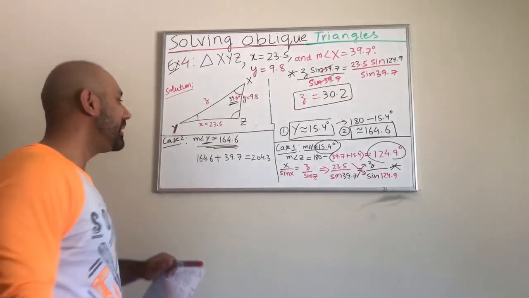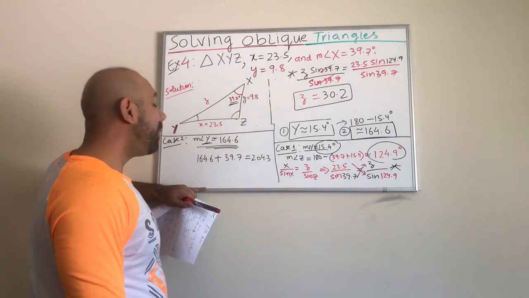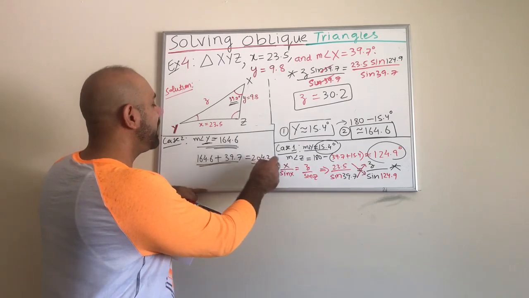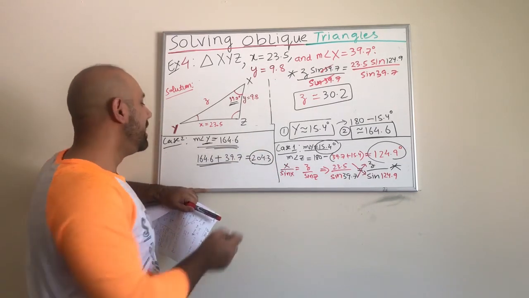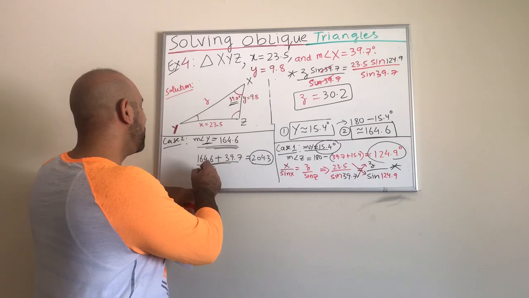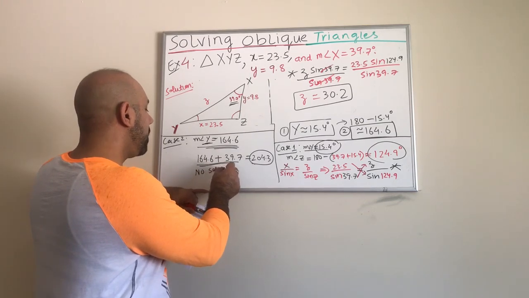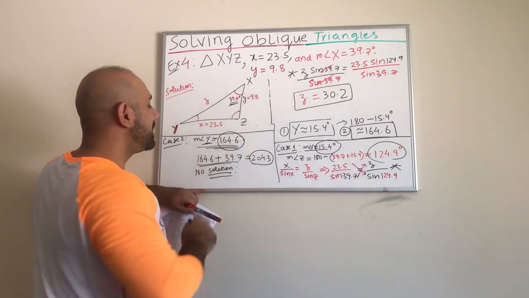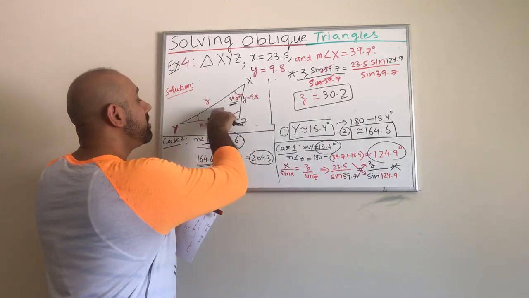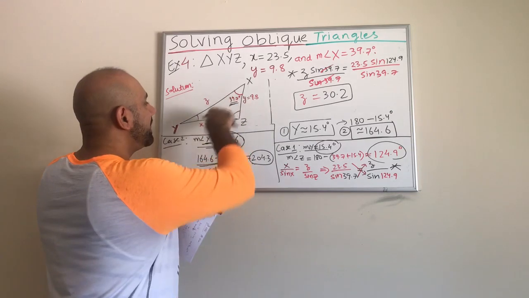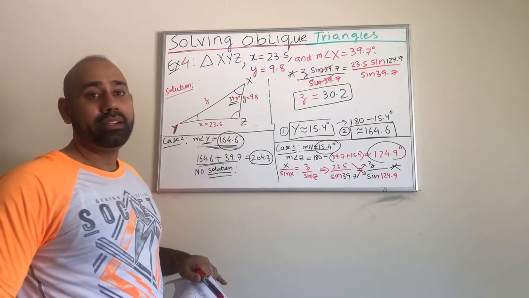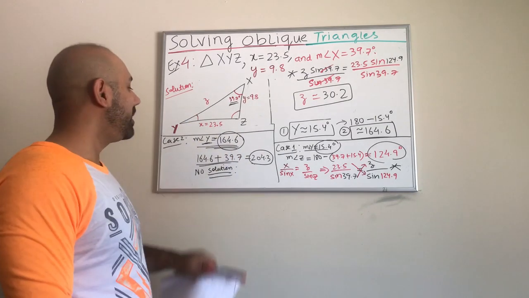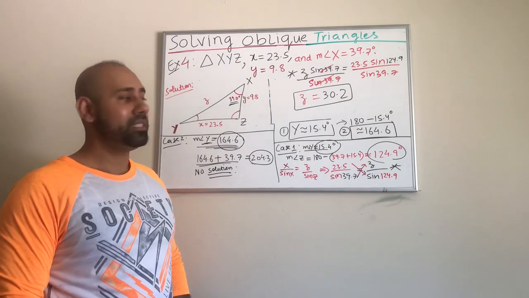We know that the sum of all the 3 angles of a triangle is supposed to be 180. Here we are adding 2 of them and we're getting something which is way bigger than 180. What does that mean? That means there is no solution, or there's no possibility of a triangle when one of the angles is 164.6 for this particular triangle, because if I already add this other angle, I'm exceeding 180 degrees. So there's no way we can find the value for angle z, because the other 2 are already adding up to more than 180 degrees.